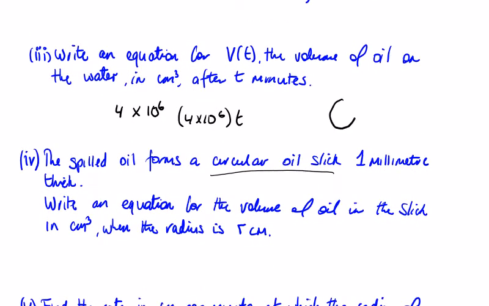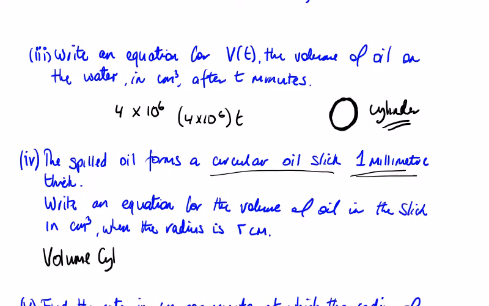So the spilled oil forms a circular oil slick. So if I just do a little sketch, here's my circular oil slick. The mistake a lot of people would make in this question is thinking circle, but it's 1 millimeter thick. So if it's 1 millimeter thick, what does it actually form? It forms a cylinder. So it's not just a 2D circle. And the volume of a cylinder is pi r squared h. So that's the equation we're going to need in this part.